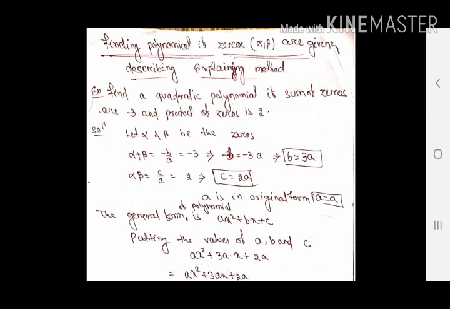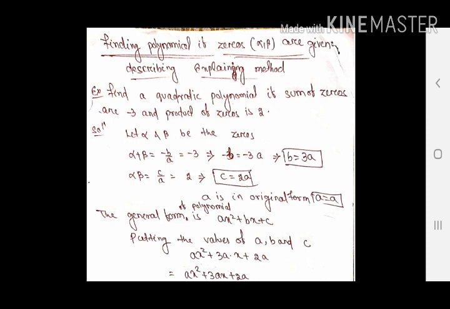Similarly, alpha beta is given as 2, and alpha beta is also c by a, so equating, c by a equals 2. So c equals 2a. Please look at it carefully. b is 3a, c is 2a, and a is a. If I convert b and c into the form of a, then a remains itself a. So now I have three values: a is a, b is 3a, c is 2a. I know the values of a, b, c, but in terms of a. Then how do we find the polynomial? First I will write the general form of the polynomial.